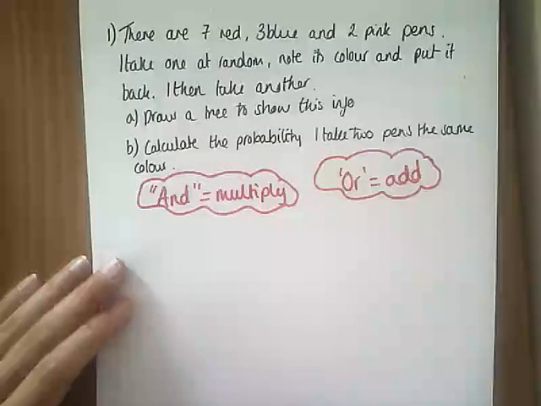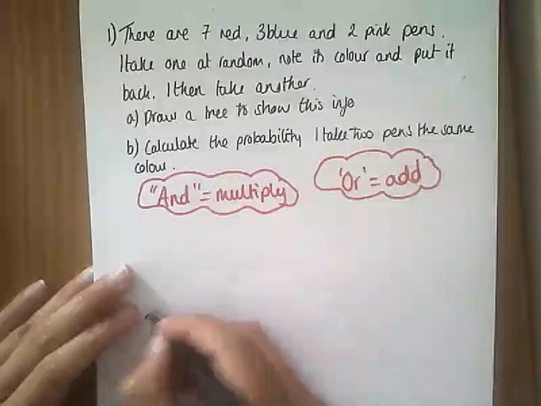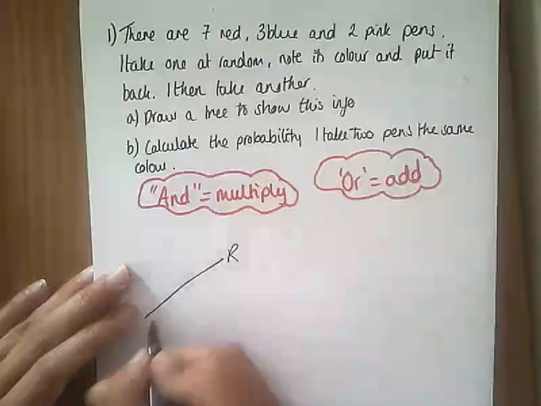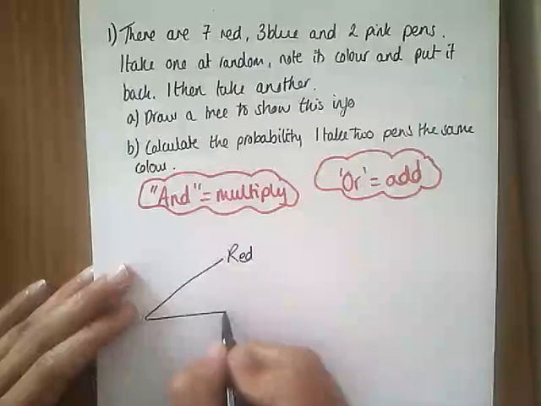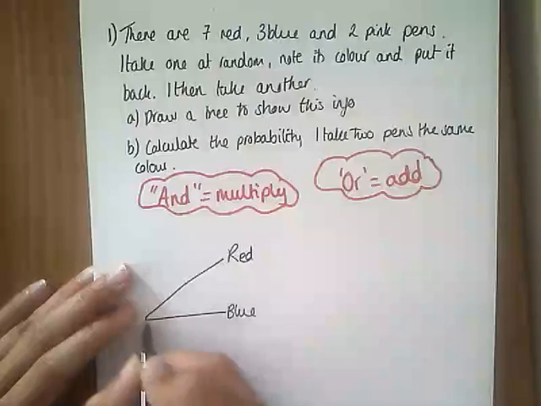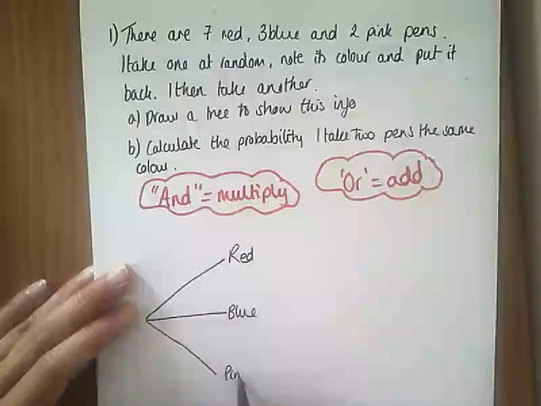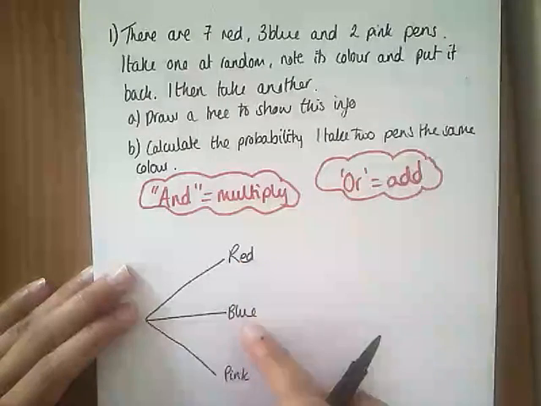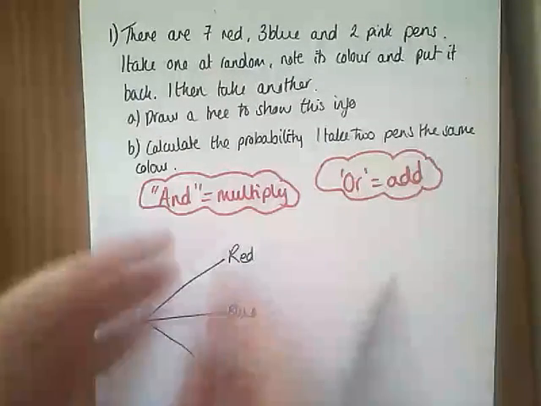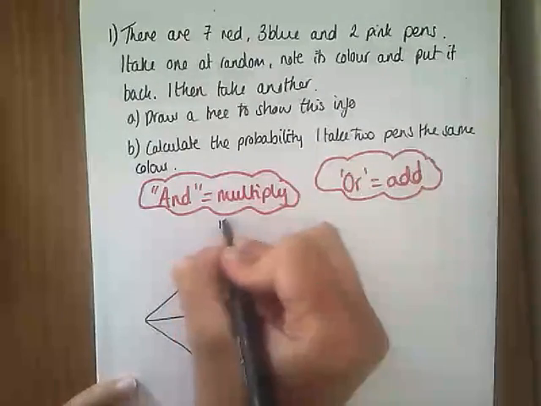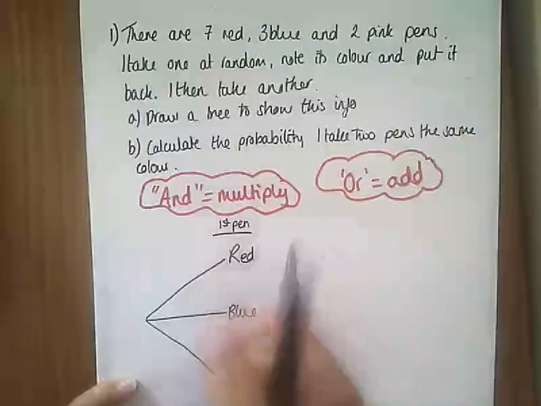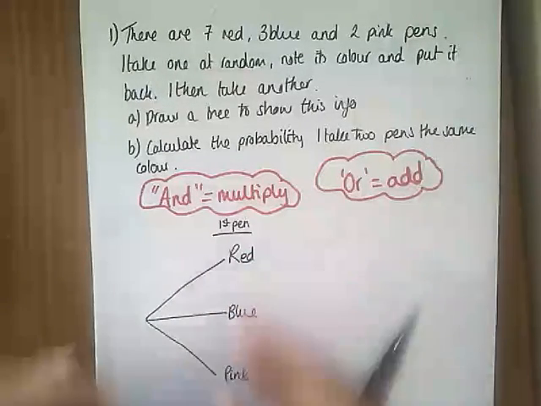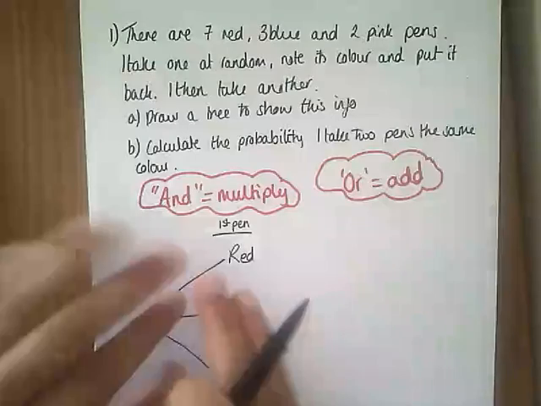So when I go to take a pen, I can either take a red, or I can take a blue, or I can take a pink. So what this probability tree is doing is giving all the options of what can happen. I take a pen. This is the first pen I take. I can either take a red or a blue or a pink. I take a pen and then I put it back and then I take another one.